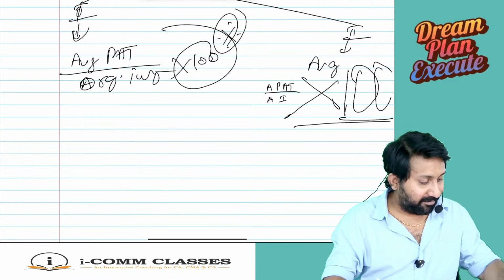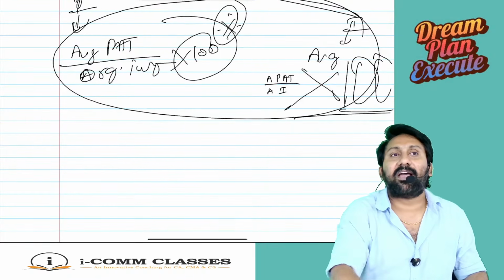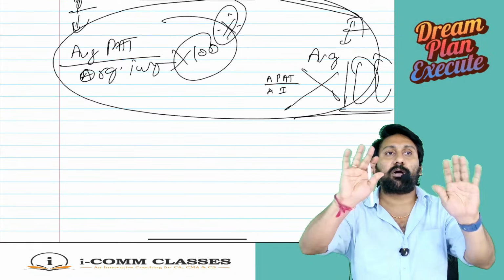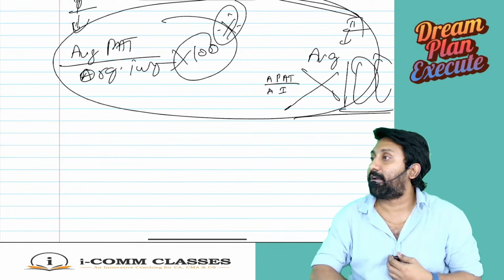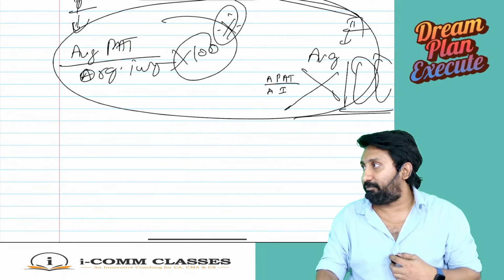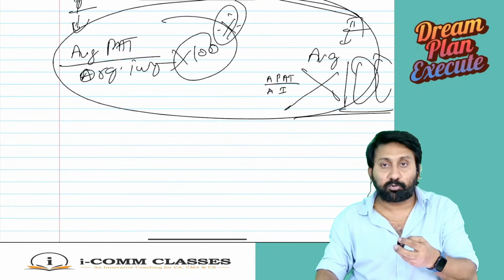Sir, anyway, everyone understood the concept up to here clearly? Yeah. This is all about the concept of average rate of return. What is another name for average rate of return? Accounting rate of return. In the next part of the class, we will see the questions and answers in this.